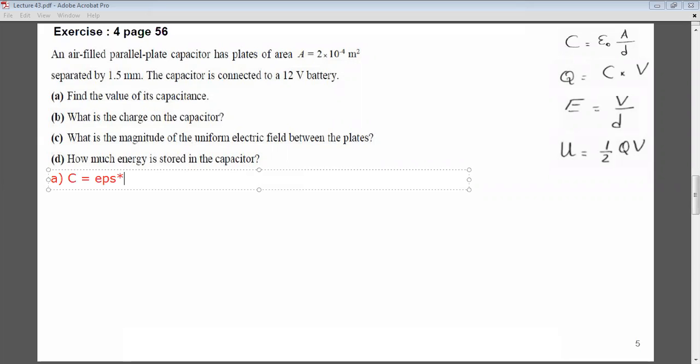This is epsilon times A divided by D. This is 8.85 e to the minus 12 times the area, which is 2 e to the minus 4, divided by D, 1.5 e to the minus 3, and this is equal to 1.18 e to the minus 12.